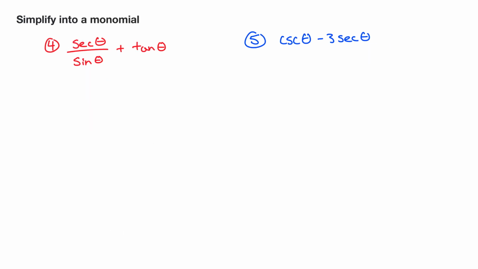On my last 2 problems, I want to deal with addition and subtraction. So we are going to simplify each of these into monomials. I want to simplify these from something plus something, a term plus another term. I want to condense that into a single term.